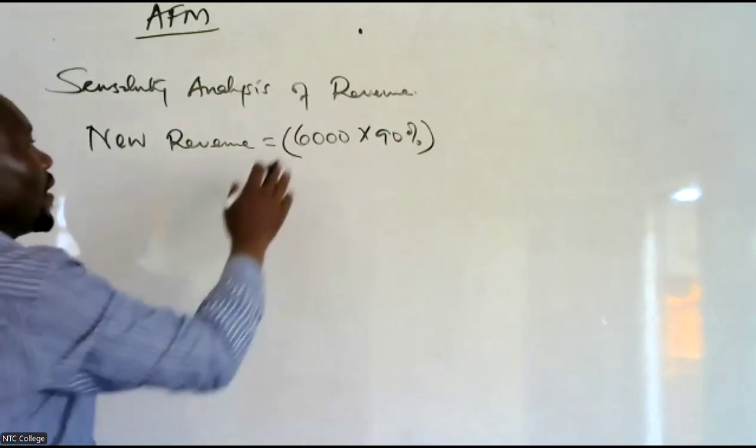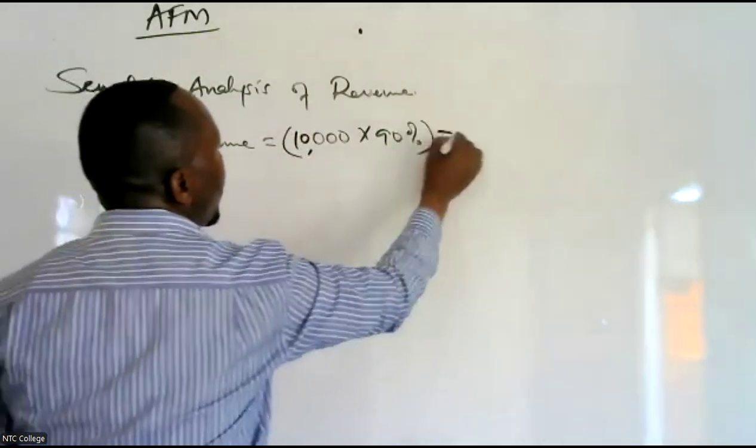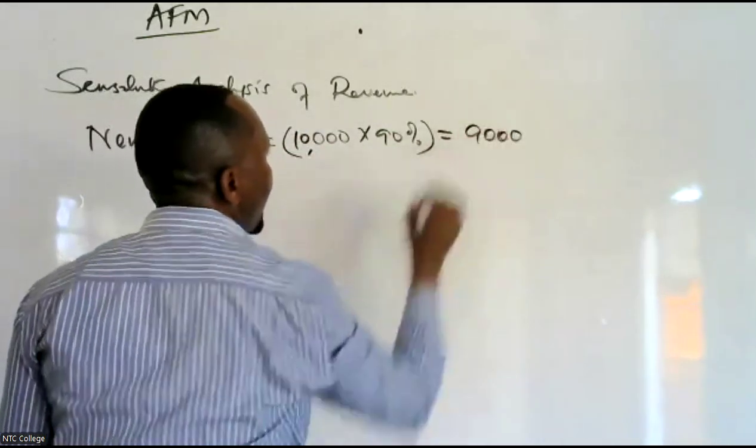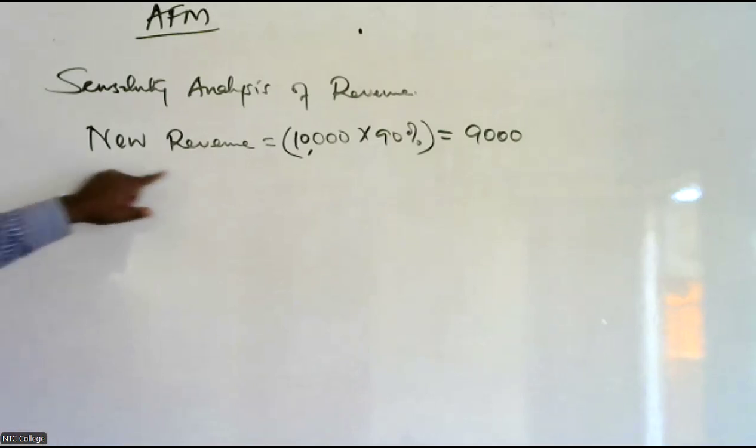No, it was 10, right? It was revenue 10,000. Okay. So then we have now 9,000. That is the new revenue. So what is the new NPV? We need to calculate that. Everything remains constant. Remember, cost remains 6,000. Cost of capital remains 10%. The period remains 5. Any other thing remains the same. We only change the revenue.